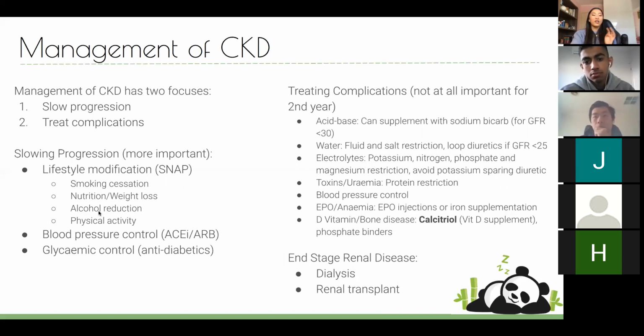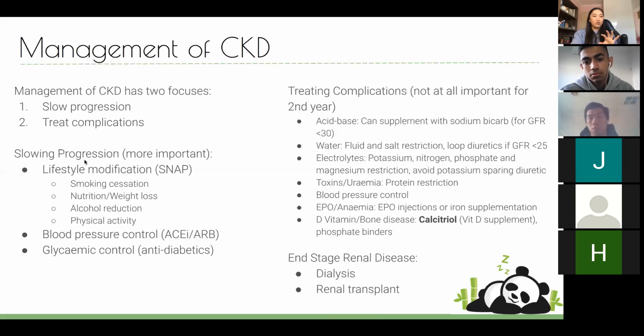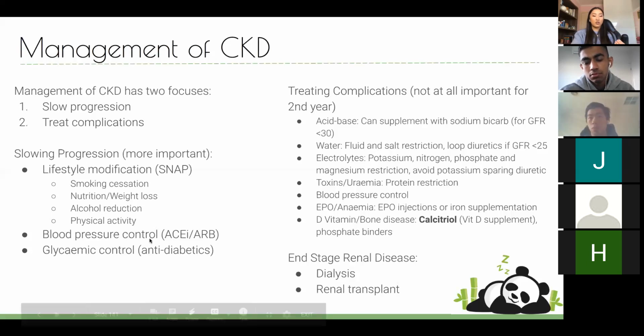I just threw that in there. Alcohol reduction, physical activity. All of that is just going to optimize their health and help to contribute to blood pressure control, glycemic control, and complication management. The mainstay of treatment for CKD is blood pressure and glycemic control. So remember, hypertension and diabetes were the two principal causes of CKD. So you're trying to target those things.